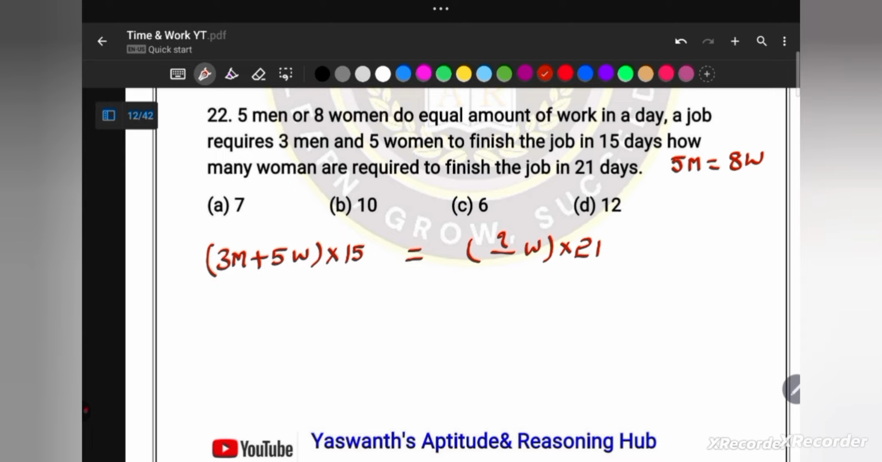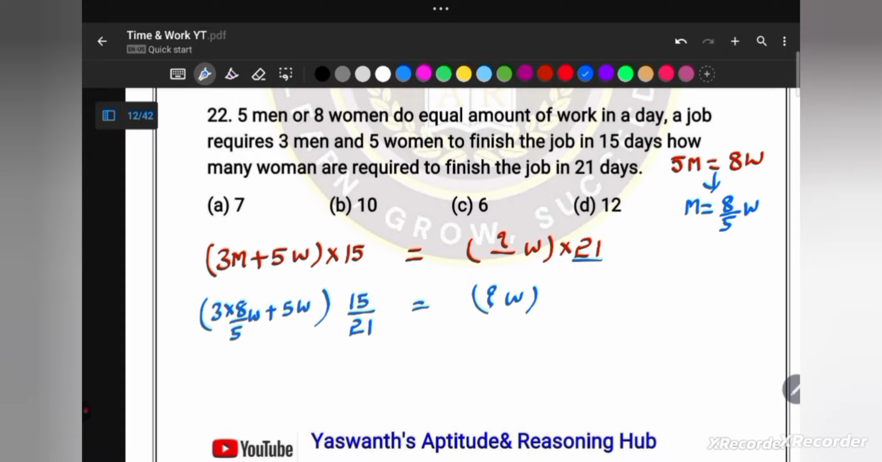Now the cancellation is possible, right? Now we will be finding the number of women. Bringing the 21 to this side, it will be 15 by 21. Now we'll be converting the men to women. From this relation, men will be equal to 8 by 5 women. So 3 into 8 by 5 women plus 5 women.